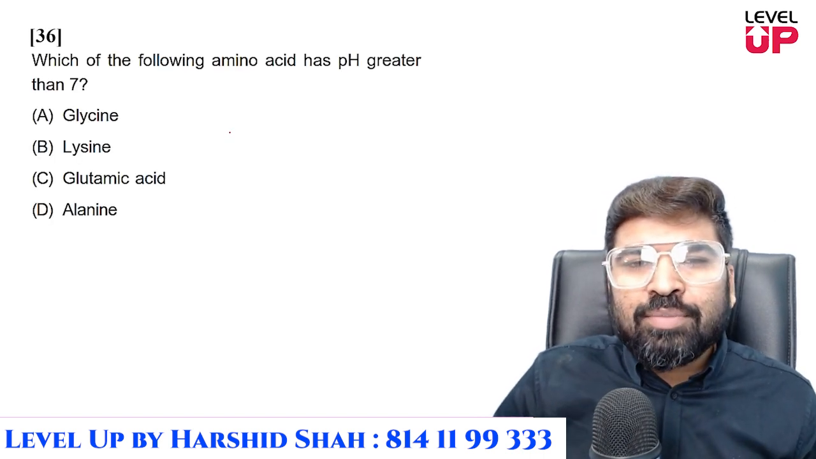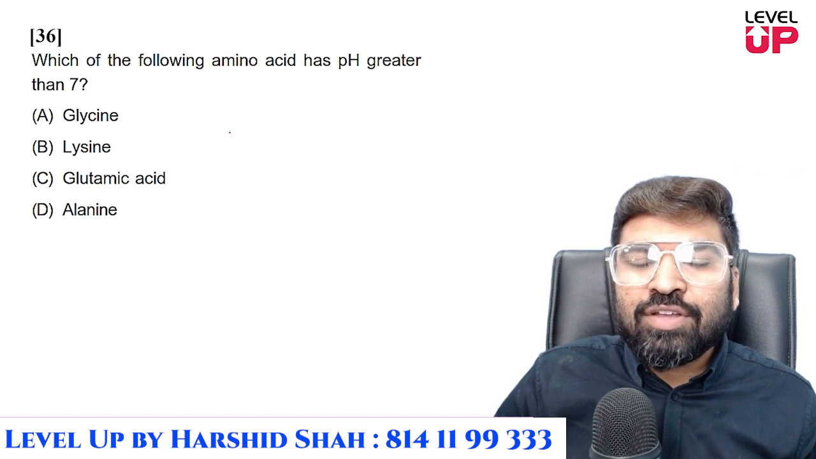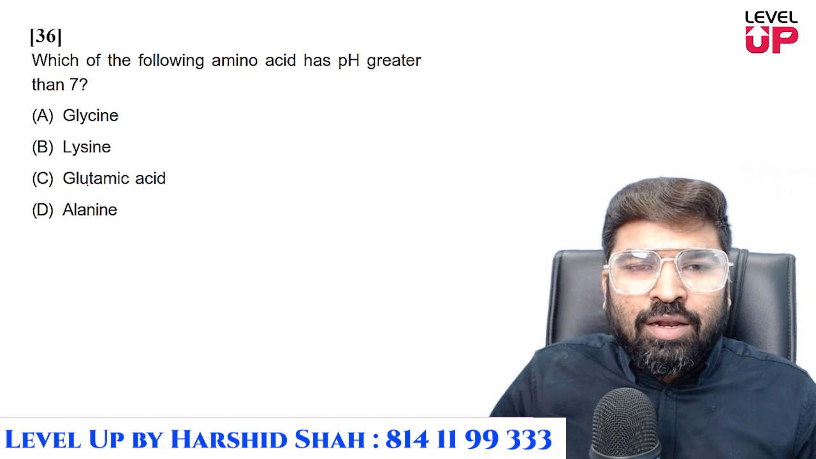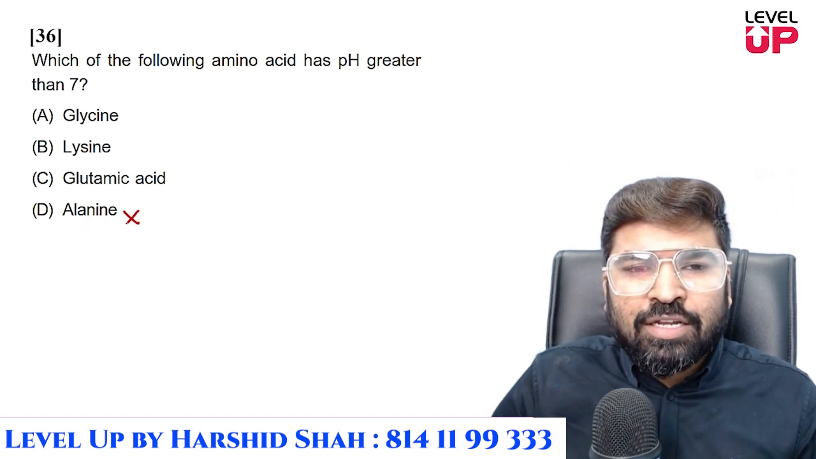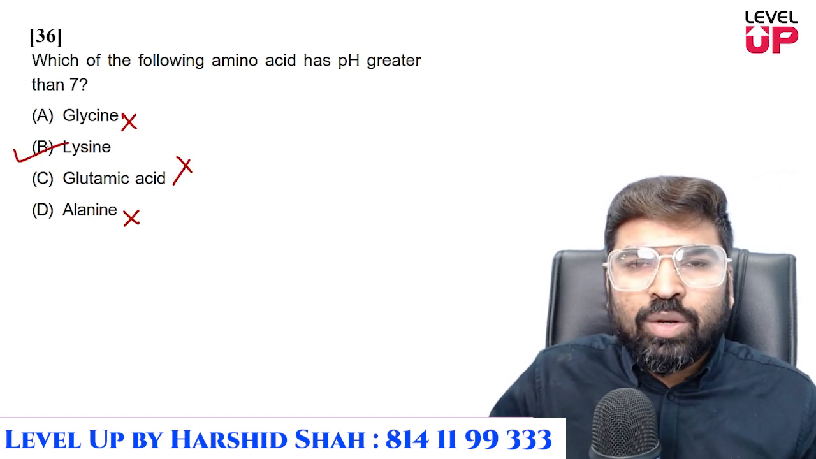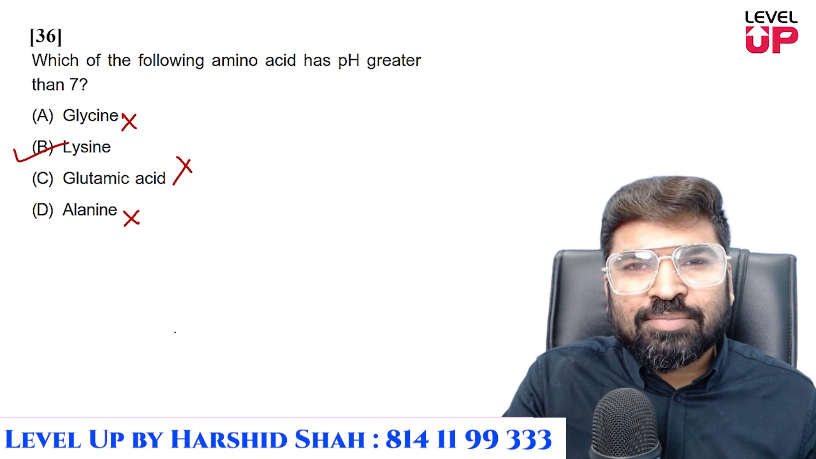Which of the following amino acids has pH greater than 7? So which one is basic in nature, right? Lysine, glutamic acid, alanine, glycine. Alanine and glycine are neutral, glutamic acid is acidic, so lysine is the one which is basic in nature.